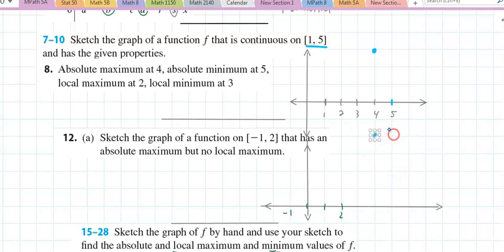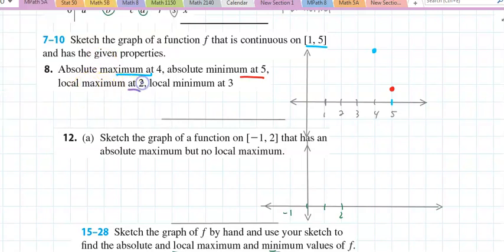So what I have to do is ensure that no other y value goes above that. And we have an absolute minimum at 5. At 5, I'm going to pick a point, let's say right there. Just make sure that no other y value between 1 and 5 will be below that. Of course, you could bring that lower if you wish.